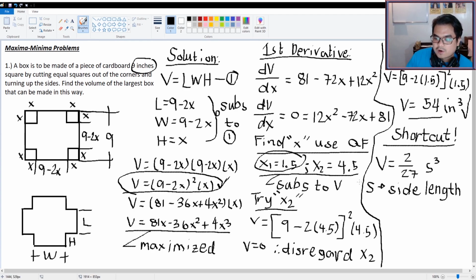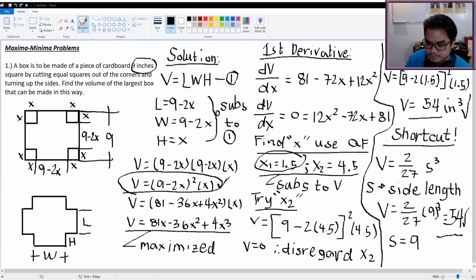Applying this shortcut to this problem, v will be equal to 2 over 27 times s cubed, and remember that s is given here: s equal to 9. So this will be 9 cubed. If you use your calculator or just mental math, that will also give you 54. Okay, so on to the next problem.